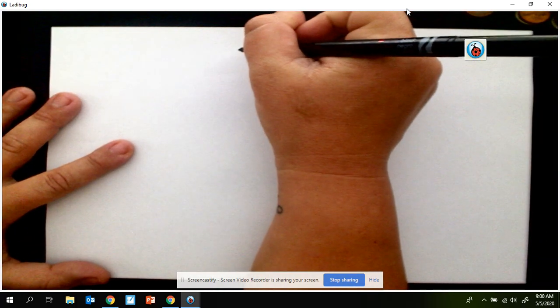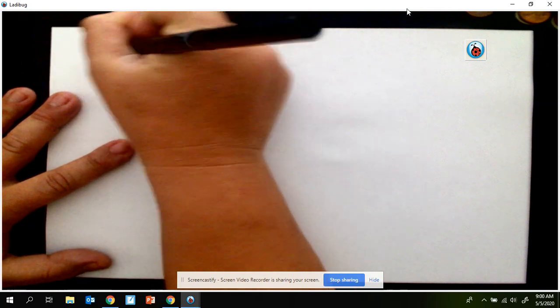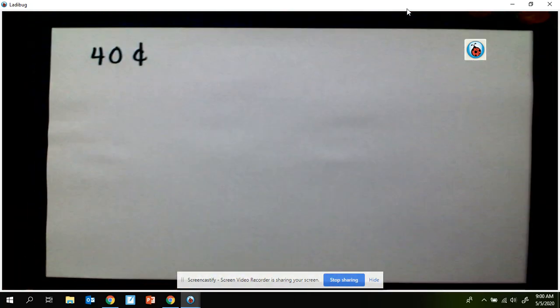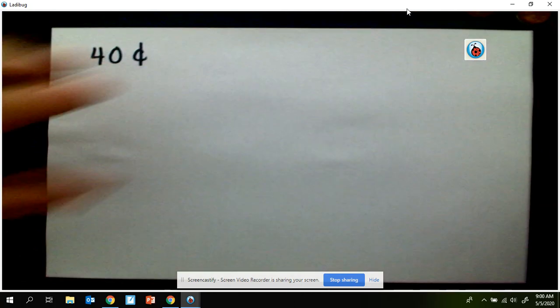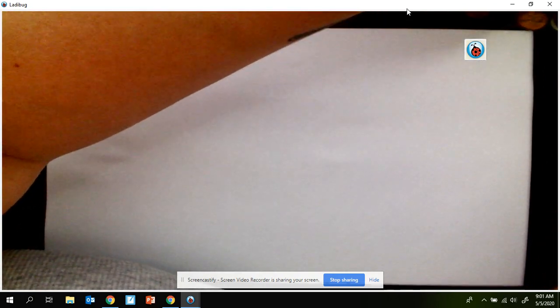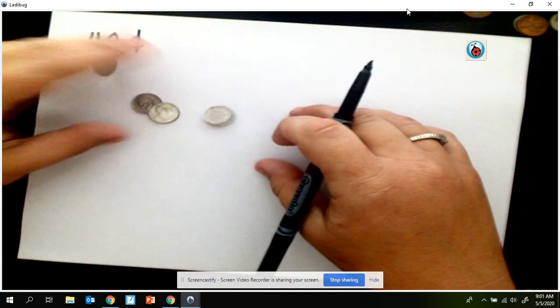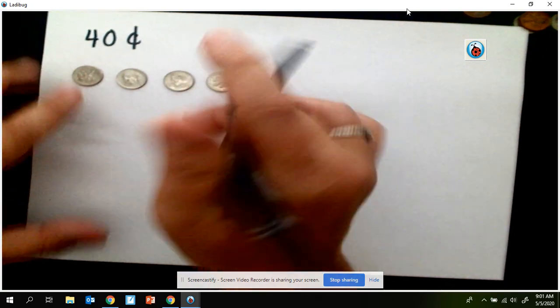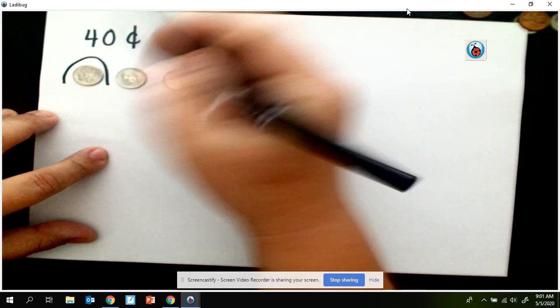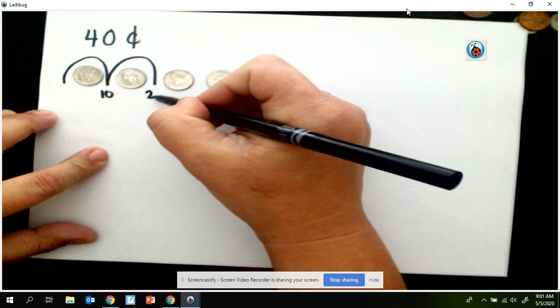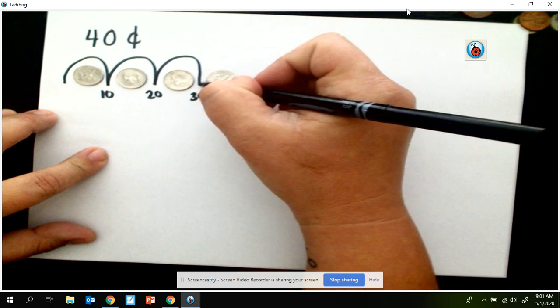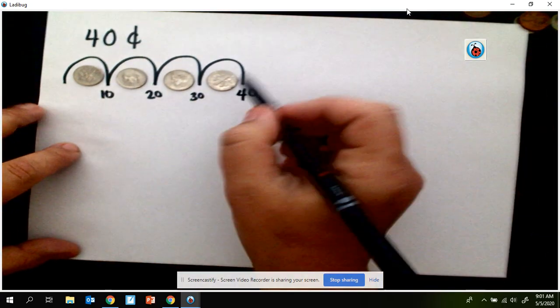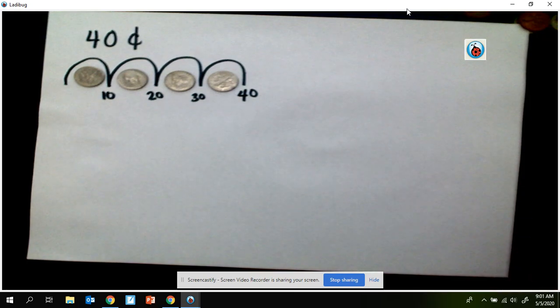So let's pretend that I have 40 cents, and how I have 40 cents and how my friend might have 40 cents are two totally different ways. So I can show 40 in a lot of ways. One of the ways I can show 40 cents, if I can get my money, pick it up, is by 4 dimes. I know that a dime is 10 cents. So if I counted this, I went 10 cents, 20 cents, 30 cents, 40 cents. So 4 dimes would be another way I could make 40 cents.